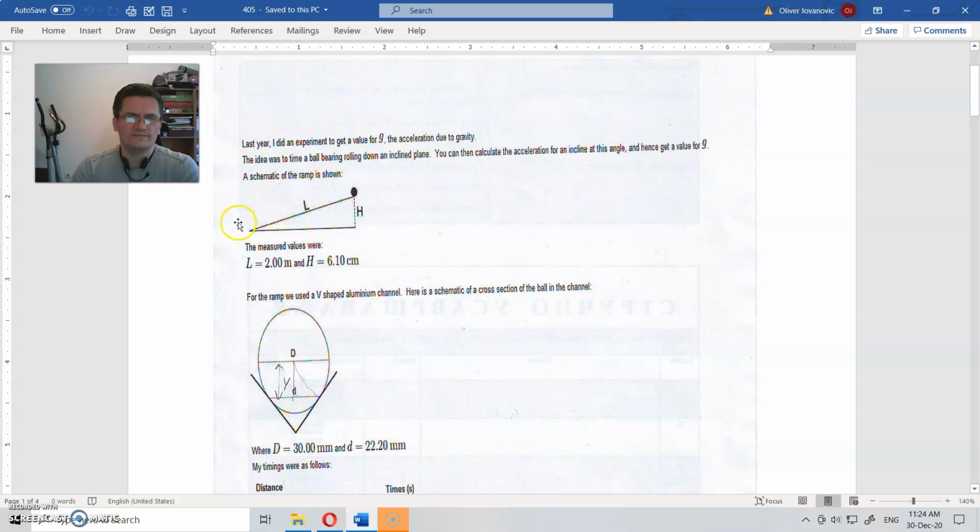This is the length, this is the height, and these are the measured values. From here to here is 2 meters, and from here to here is 6.10 centimeters. For the ramp we used a V-shaped aluminum channel.